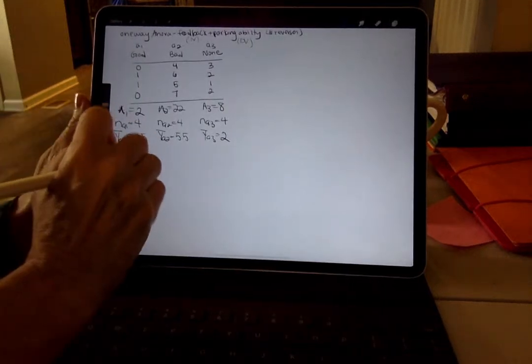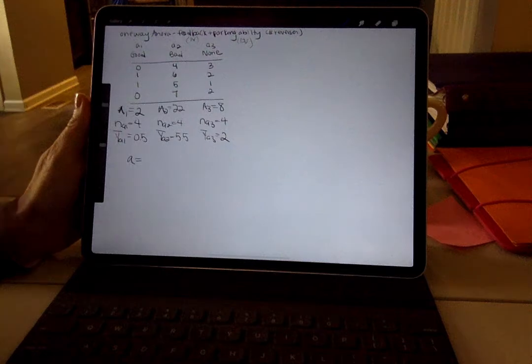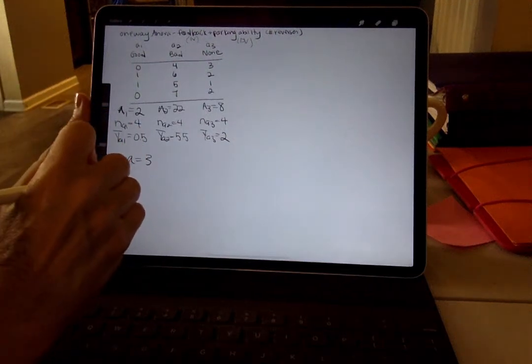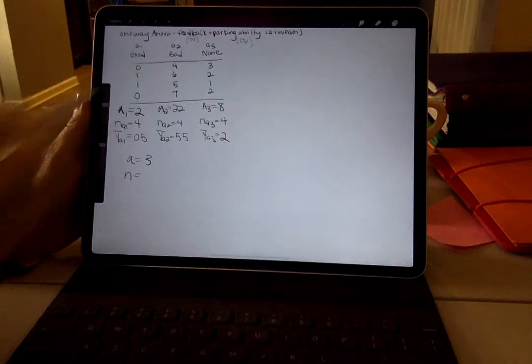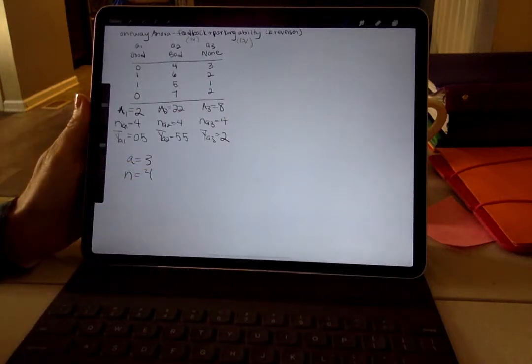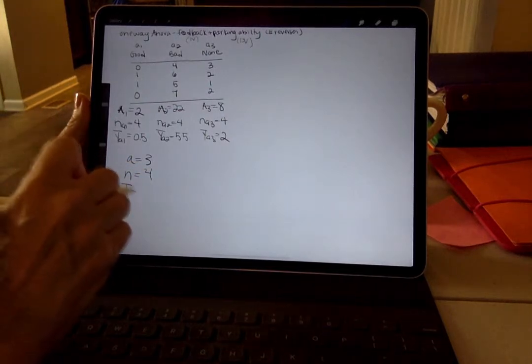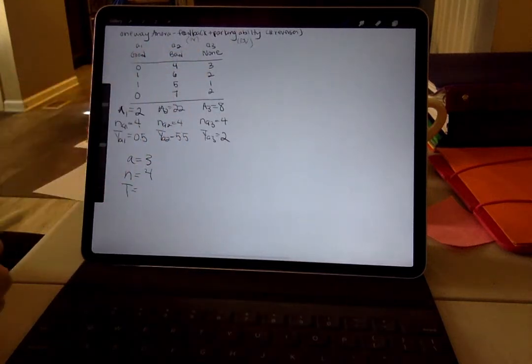All right, little a, remember little a is the number of levels. So our little a in this problem is 3. Little n by itself is the number of subjects per group, or the number of observations per level. So in this case it's 4. Capital T, this is our grand sum. It's the sum of all the scores.